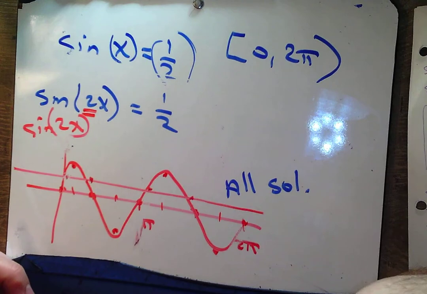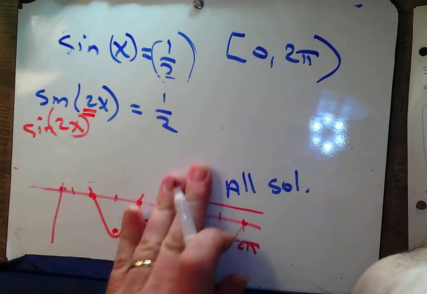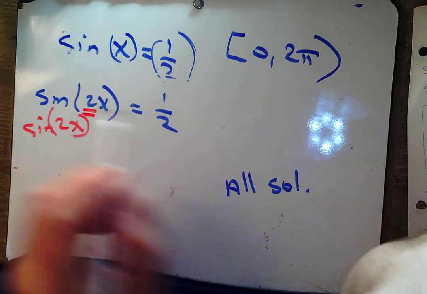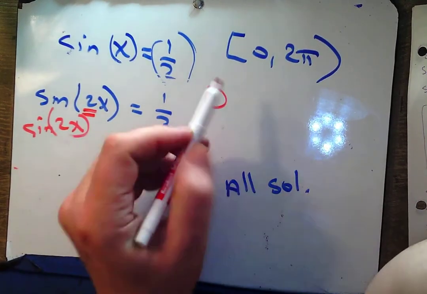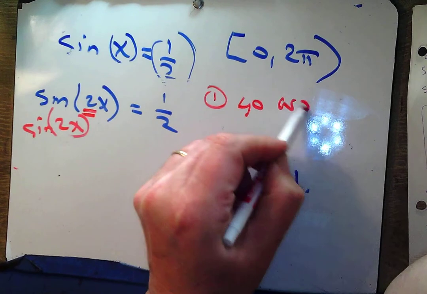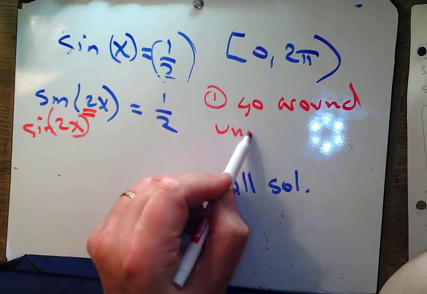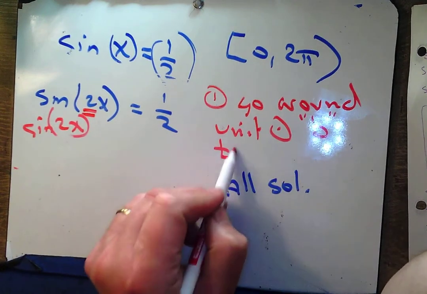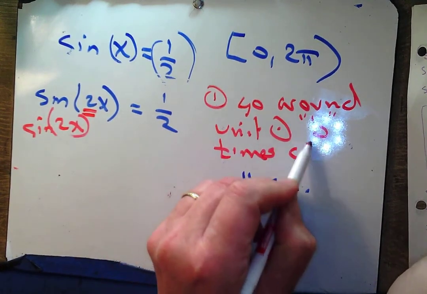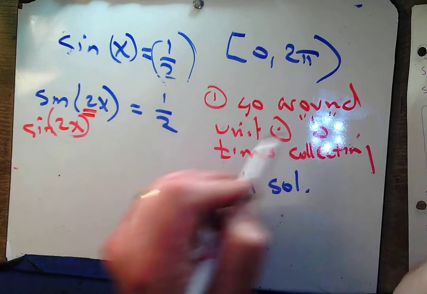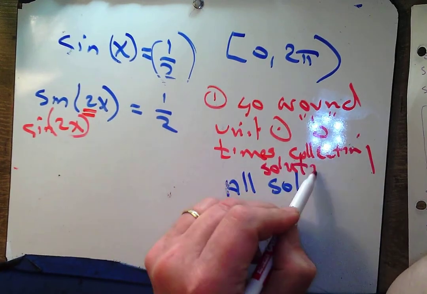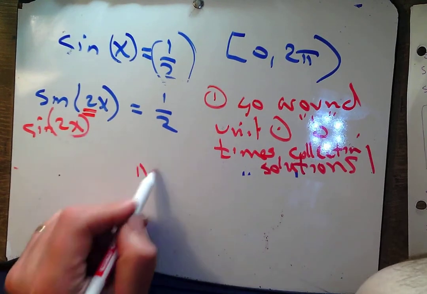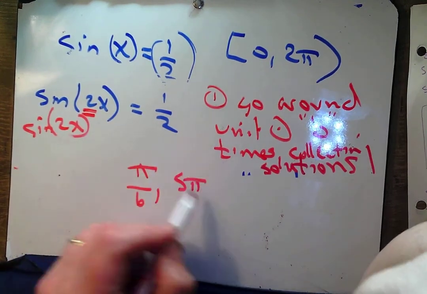Therefore, not only can I fit one set of solutions between 0 and 2 pi, but now a whole second set of solutions. And so what I'm going to say is that what we'd like to do here is the following. 1, go around the unit circle B times collecting solutions. Okay, so the first time we go around, we get that pi over 6, and we get that 5 pi over 6.